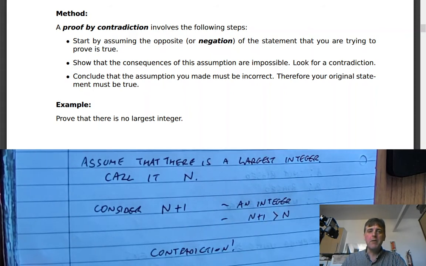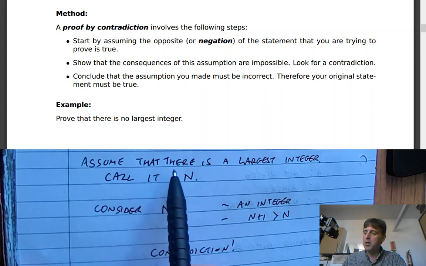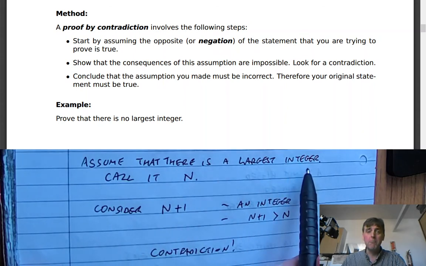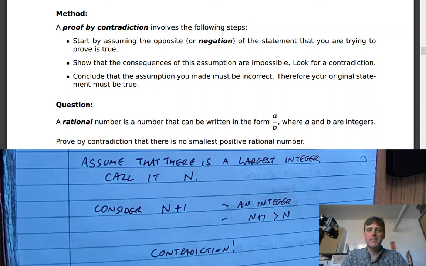What does this mean? It means that our initial assumption here, that there is a largest integer, can't be true. And therefore, we've proved what we want to prove, that there is no largest integer. Make sense? Hope so. Let's see how you get on with having a go at one yourself.